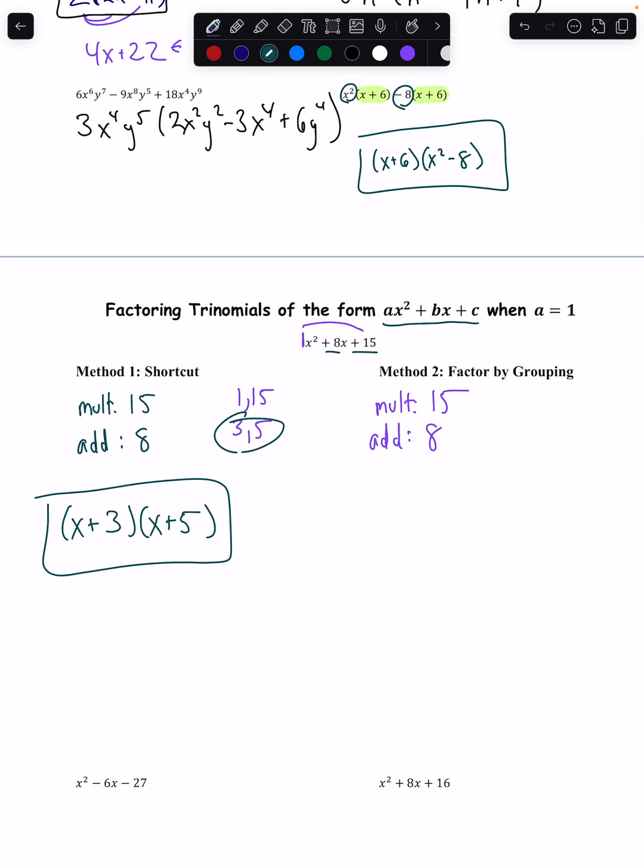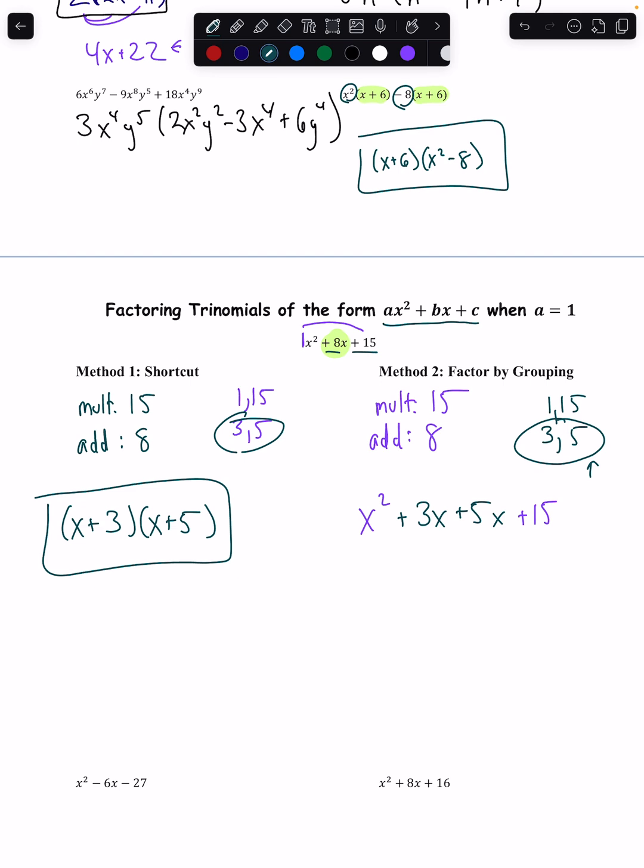So now we list the multiples of 15 like we did for the previous method. They add to positive 8, so it's going to be 3 and 5. And here's where it's a little bit different. So we now have x squared plus 15, and what we do is we split up that 8x into plus 3x and plus 5x, the two numbers that are right here. You could do plus 5x and plus 3x. The order does not matter.